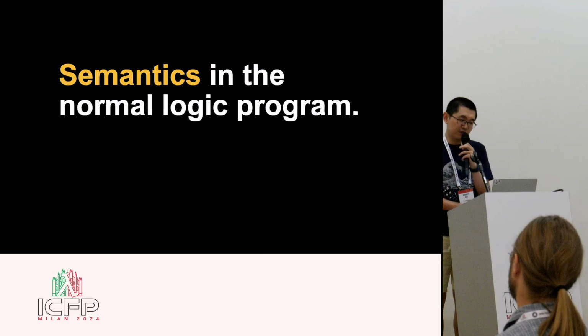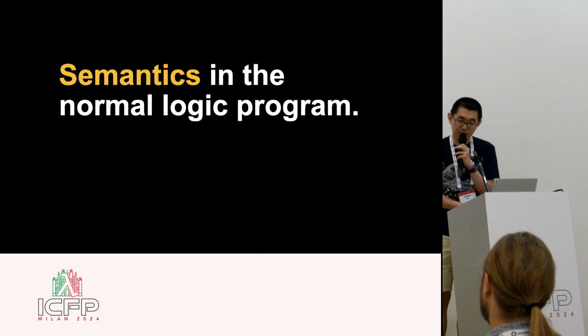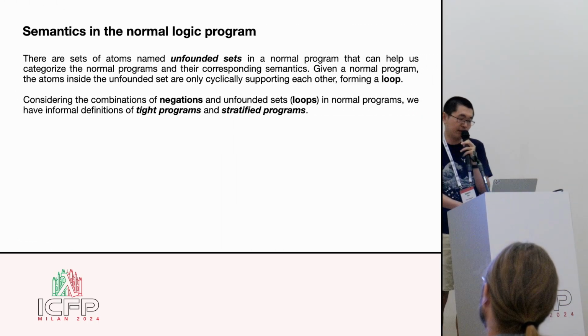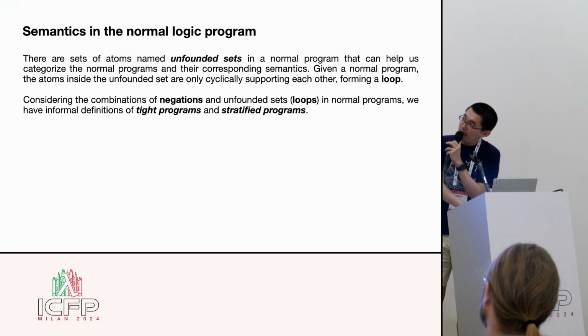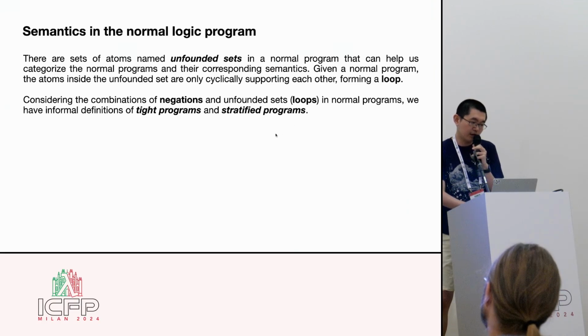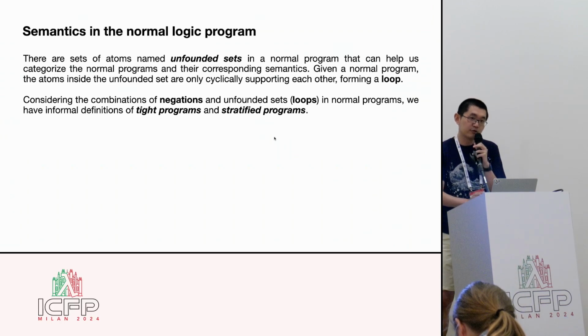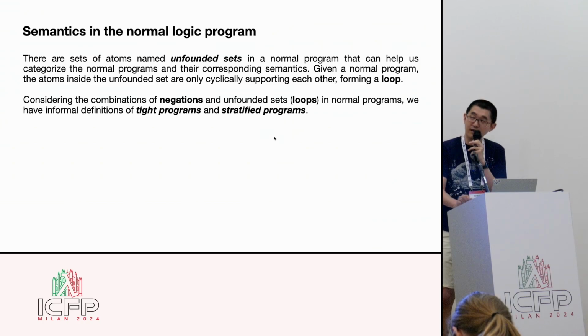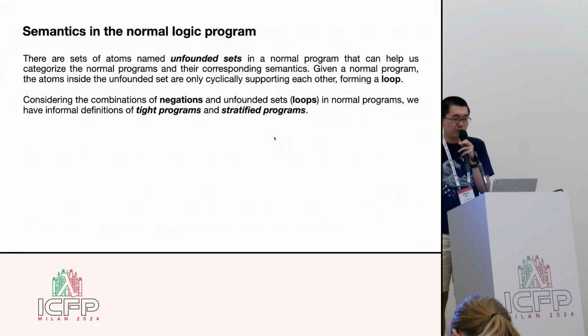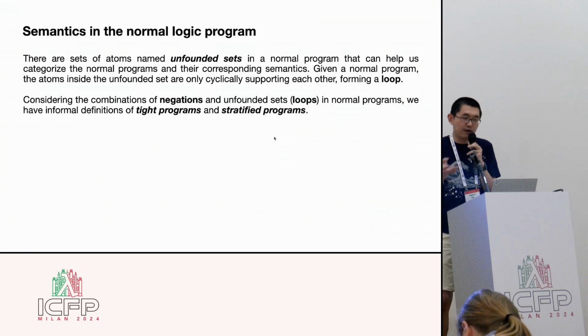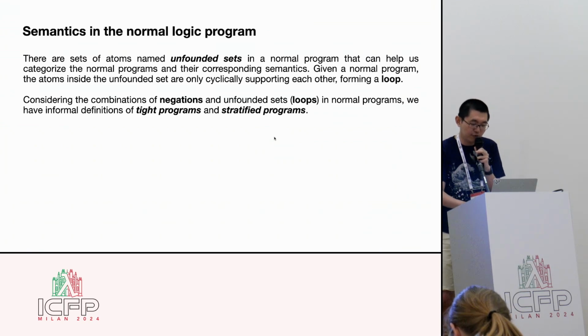Now the semantics of the normal logic program. This is one I borrowed from the previous stableKanren slides. Inside all these things, we have a set of atoms called an unfounded set in the normal program that can help us categorize the normal program and their corresponding semantics. The atoms inside the unfounded set only cyclically support each other. For example, A is true if B is true, B is true if C is true, C is true if A is true. There's no external support to say all these circular proofs are true, so the whole circle becomes false. This is called an unfounded set.